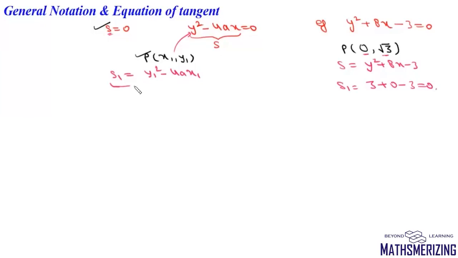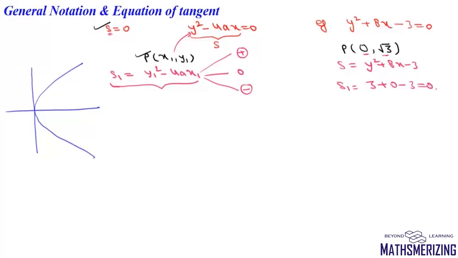So if I put the value of this point x1 and y1 in the equation, I'll get some value. This value could be positive, it could be 0, or it could be negative. Depending on the value of S1, we can find position of a point with respect to a given curve. So suppose we have any parabola. If S1 is less than 0, that means that point will lie inside the parabola. If S1 is greater than 0, then this point will lie outside the parabola.